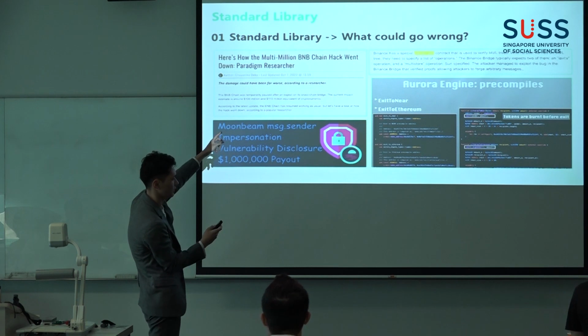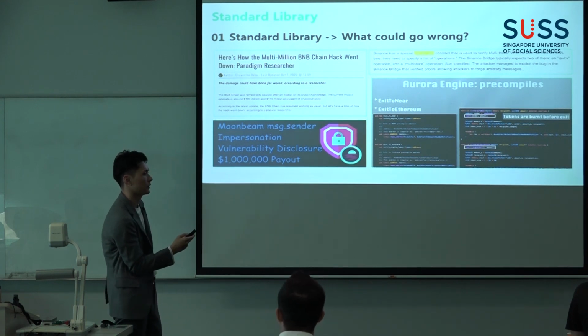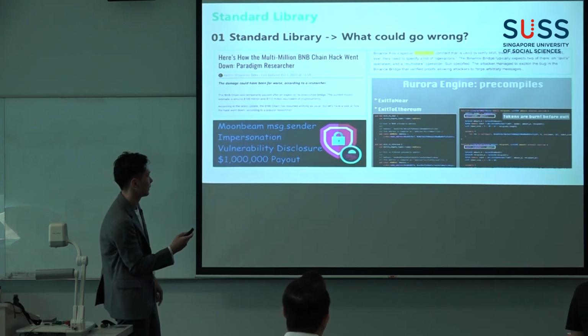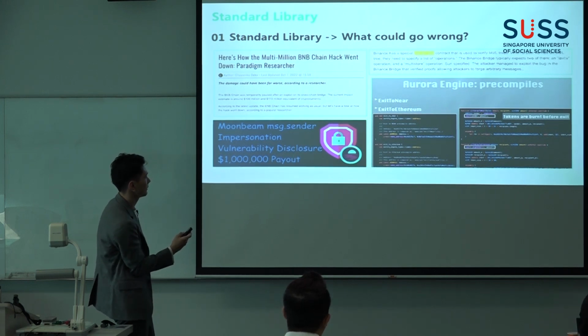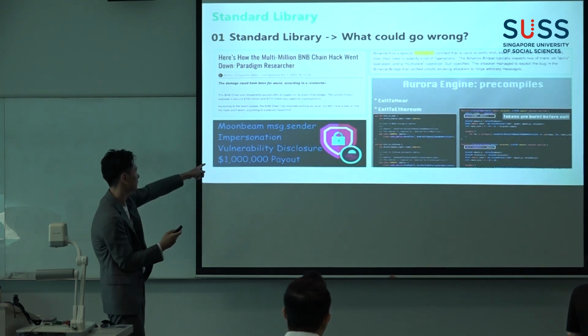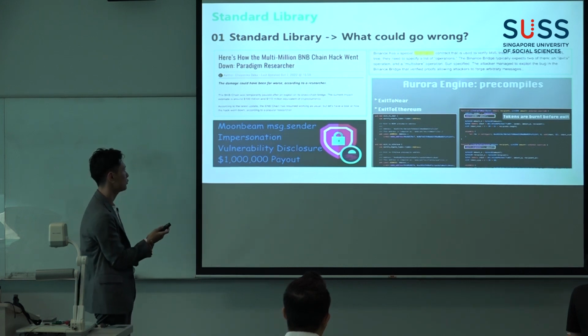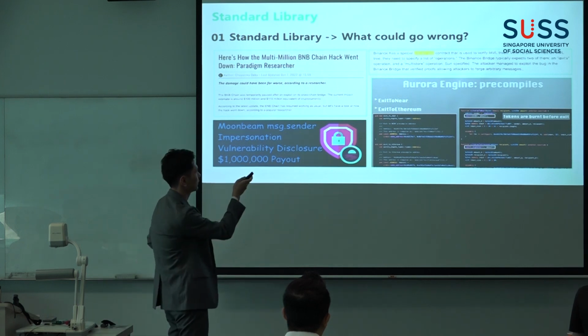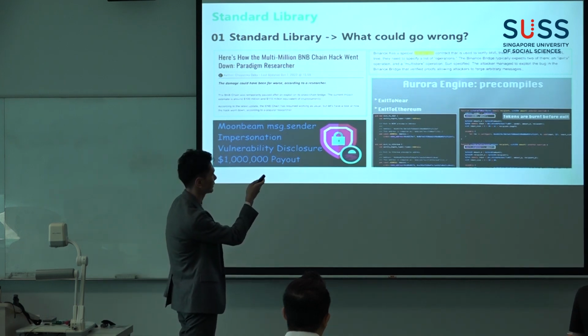Basically, the precompiled library had a wrong implementation of the IAVL verification, the signature verification system. It copies the Cosmos SDK, and it allowed the hacker to pass in fraudulent signatures and get his assets. And here is the $1 million bounty by Moonbeam. This is also another bug in the standard library in Aurora Engine.